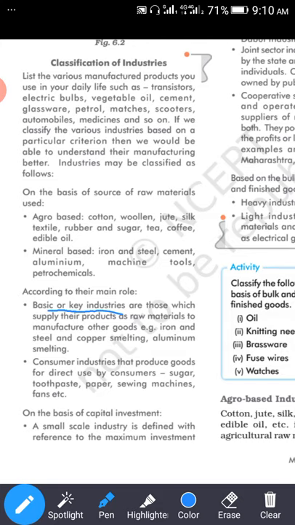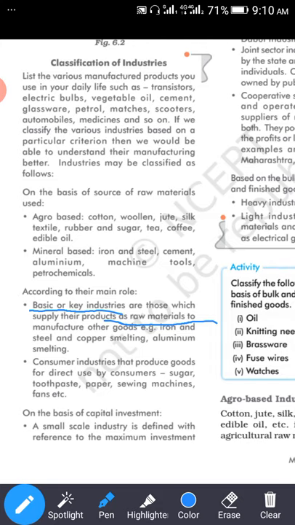What do you mean by the basic industry? A basic industry is when the industry supplies products as a raw material. Again, I am explaining with your locality. Near our school, there is the Mithila Flour Mill. What does Mithila Flour Mill supply? It supplies flour for whom? For the chapati.